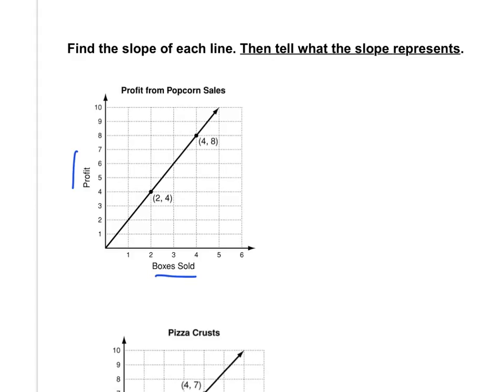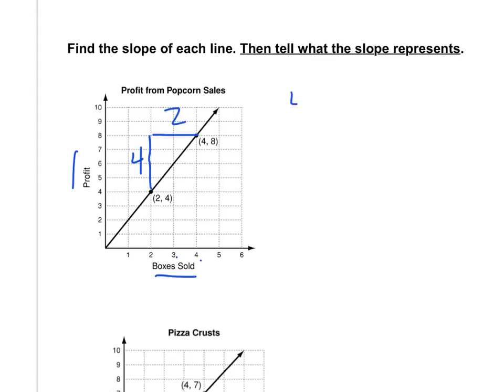So now let's look at this. If I go up 1, 2, 3, 4. Now be careful, these are going by 1. So I went up 4 and I went to the right 2 units. So make sure these are going by 1s. So 4 over 2.